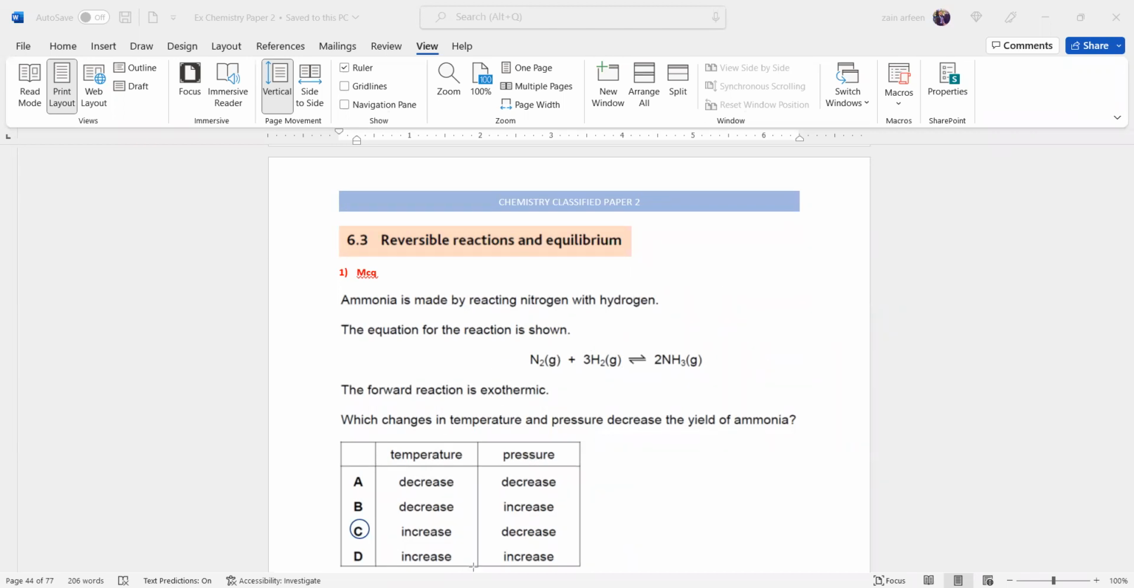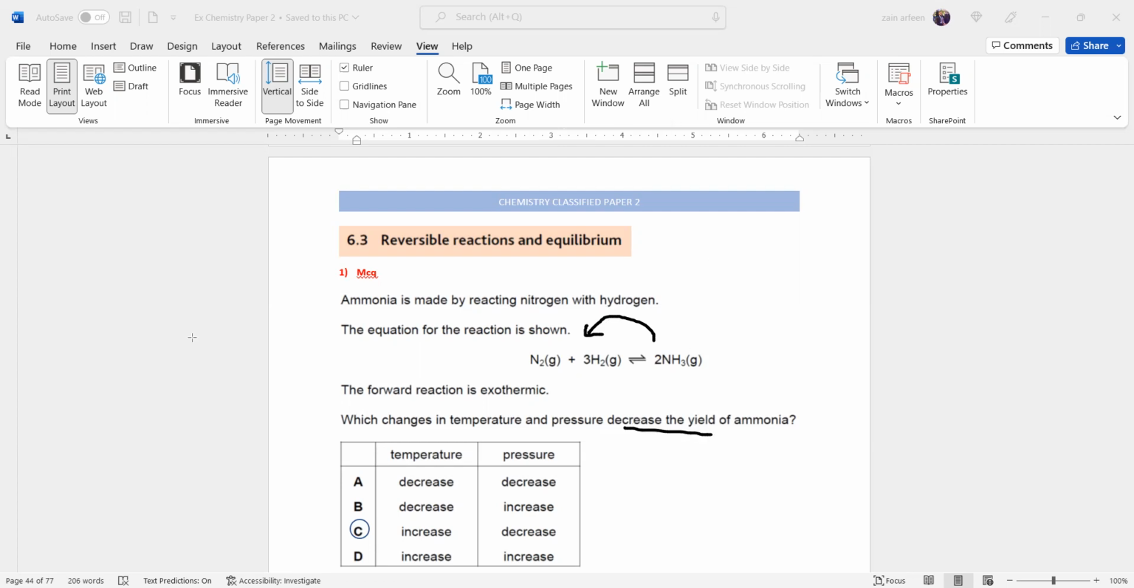the question is which changes in the temperature and the pressure decrease the yield. Yield means the amount of product here, so if we want to decrease the yield, we want the equilibrium to shift towards the left hand side. Because we want to decrease the yield, we want the equilibrium to shift towards the left hand side.